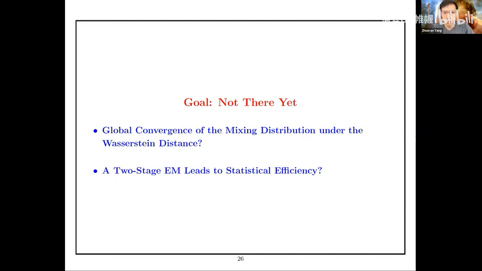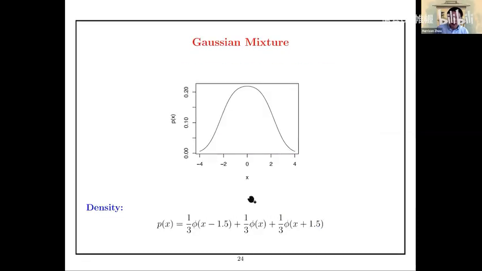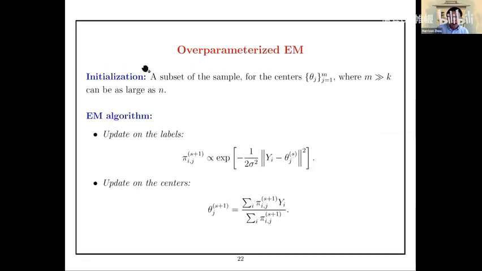So another question from Kaizhen. His question is for the multi-class Gaussian mixture model with over-parameterized EM. That's a question about the second part. The question is, what is the key assumption on the initialization? This is a very good question, and that's why we pick the centers in this way.